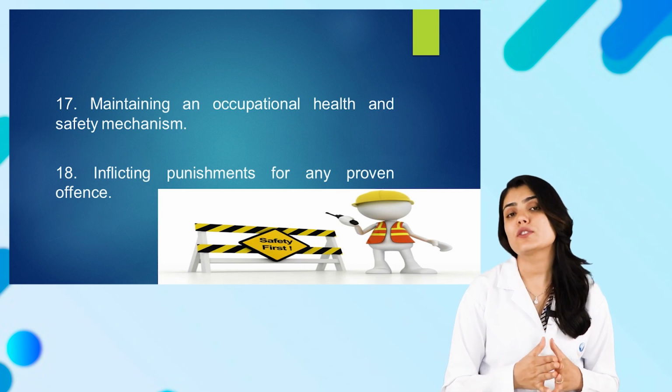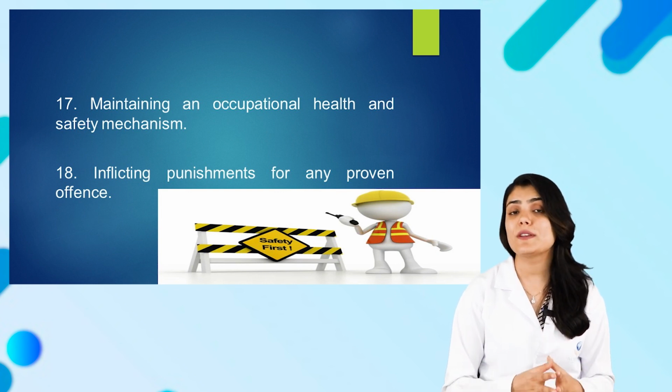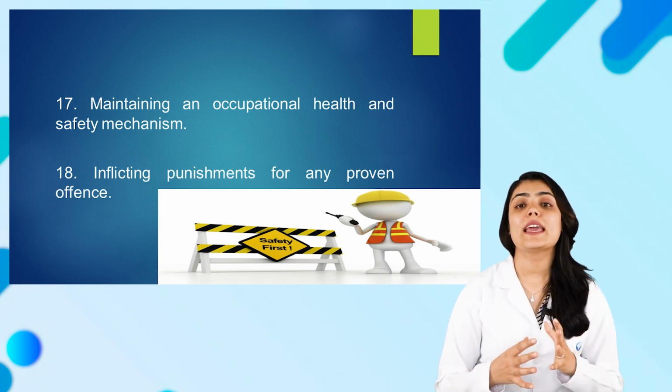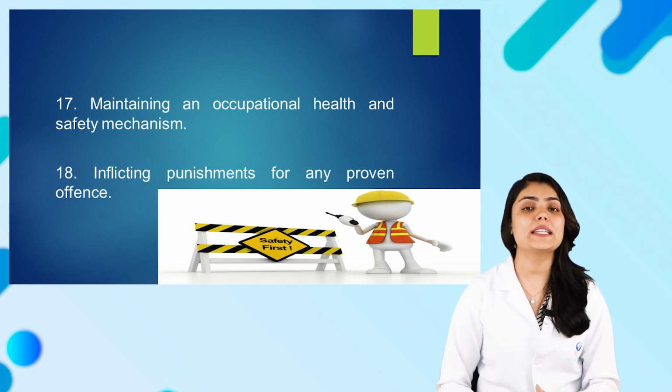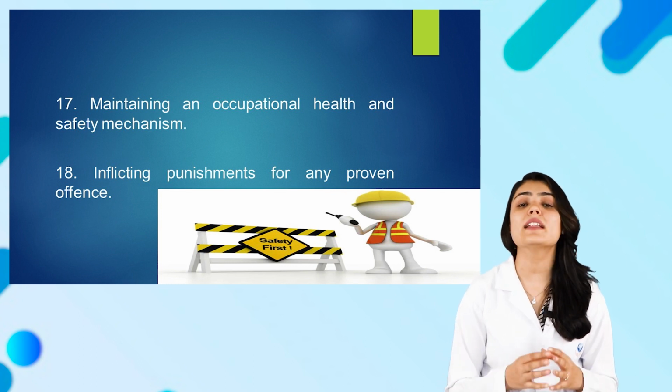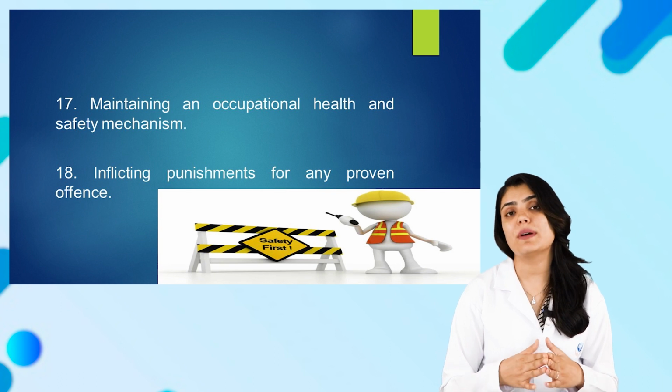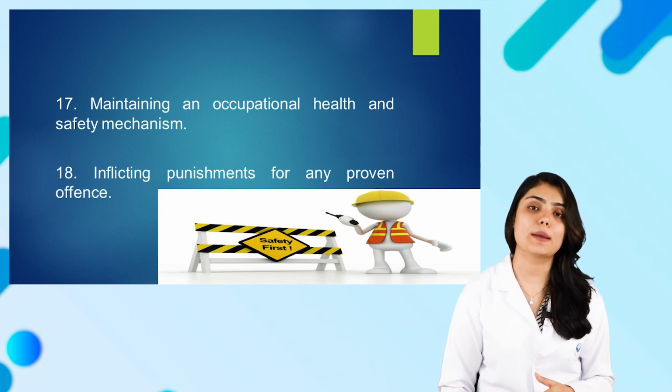Another important function of human resource management is to inflict punishment for proven offenses, which means if any of the employees are found to commit any kind of mistake, then punishments must be inflicted, which means disciplinary action must be taken against the particular employee.